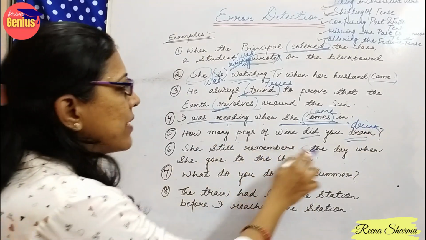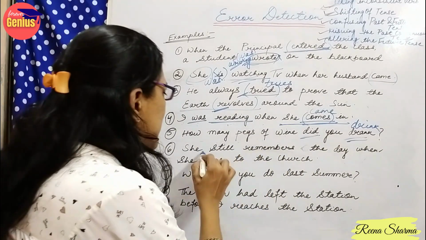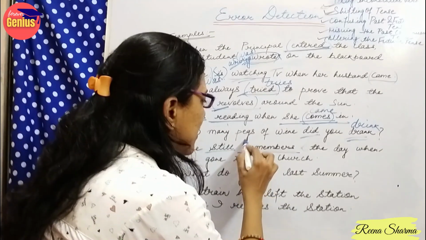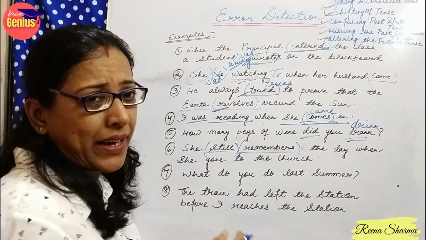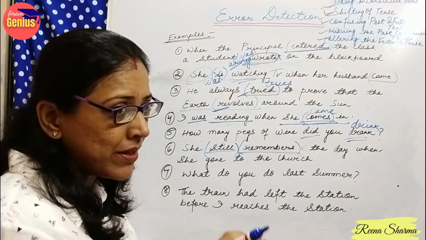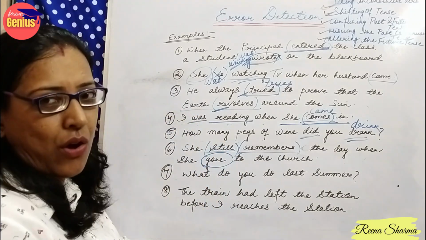She still remembers the day when she gone to the church. She always remembers, still remembers. It is a past form. Still determines the point of time, the day when she gone to the church. Now this is wrong.